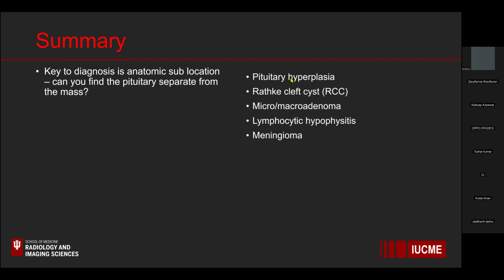If you can't, if the problem is within the pituitary, you think of hyperplasia, you think of a cystic lesion, you think of a Rathke's cleft cyst. We talked about micro versus macroadenomas. In the end, we talked about lymphocytic hypophysitis that involves the gland and the stalk. And we also talked about meningioma when we saw the mass separate from the pituitary. So the mass being within or separate from the pituitary can help you narrow your differential considerations.